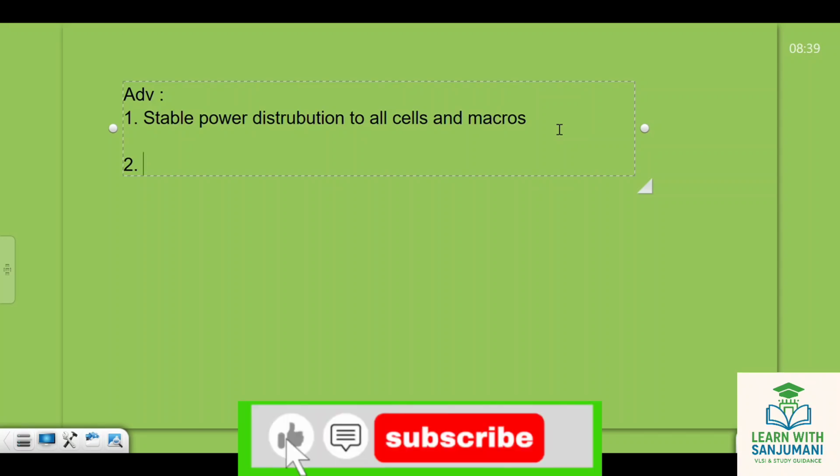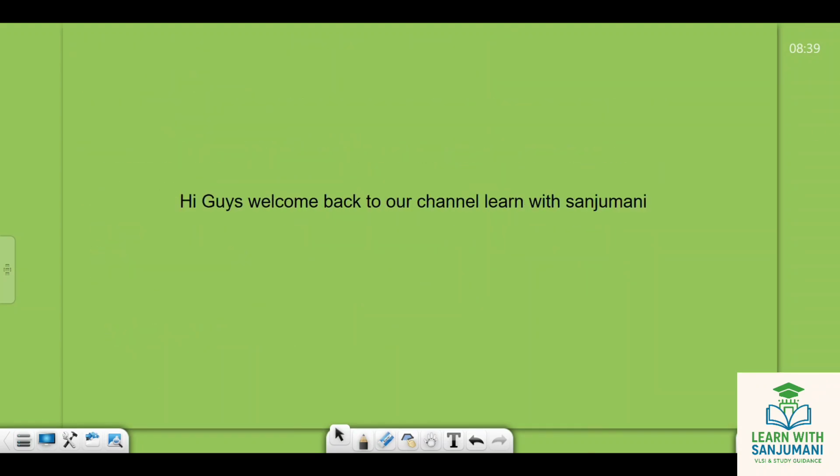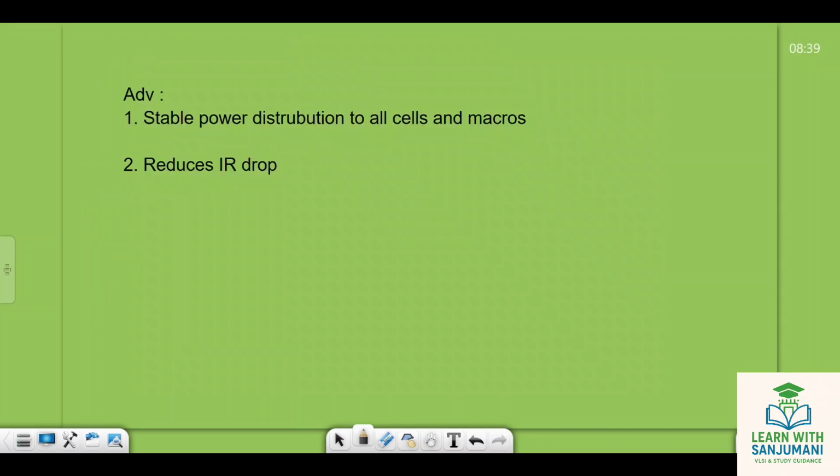So now the second thing is it reduces IR drop. We should minimize the voltage loss for better timing. In the coming stages we need to do the timing also. Yes, for the sake of timing we need to reduce the IR drop. That's why we already mentioned here the limit. Yes, this is the IR drop limit. We need to specify the IR drop limit for the sake of the coming timing stages.